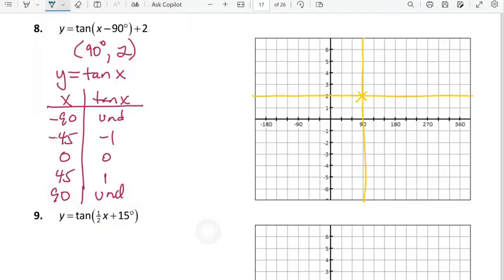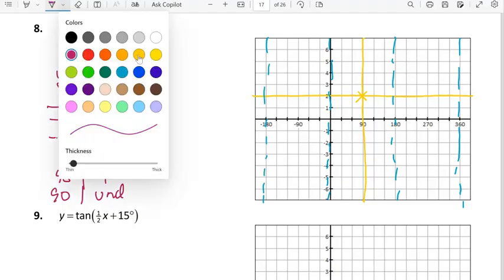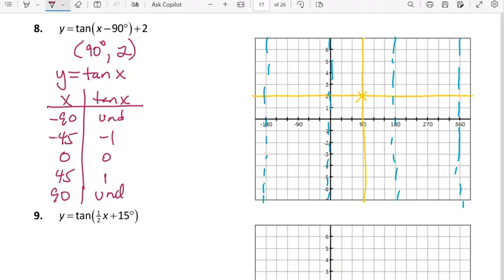So let's sketch in our asymptotes first, 90 degrees to the left of the new origin, 90 degrees to the right of the new origin, and of course our asymptotes here are evenly spaced, so I can sketch in the rest of the asymptotes. And then sketch in the remaining points for the cycle.